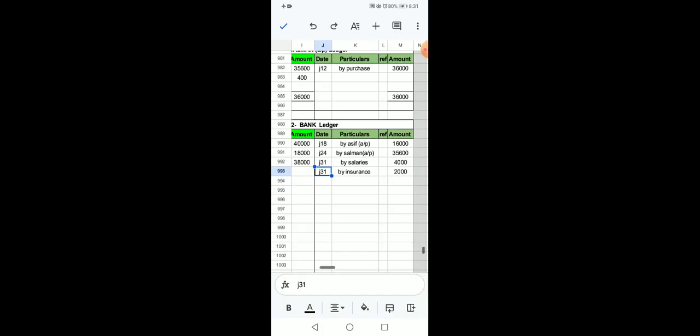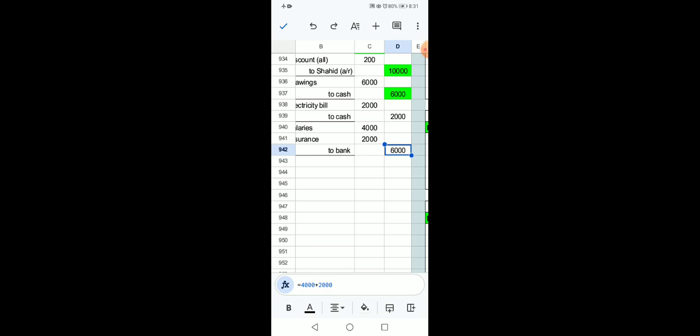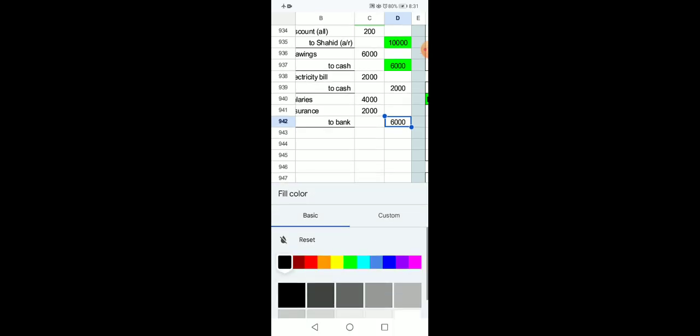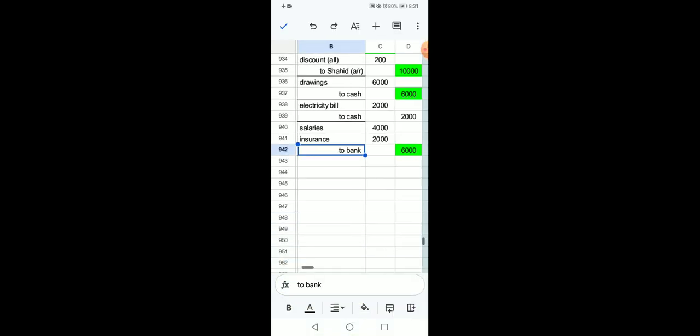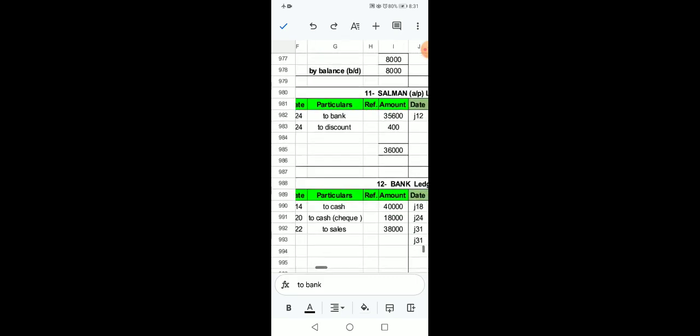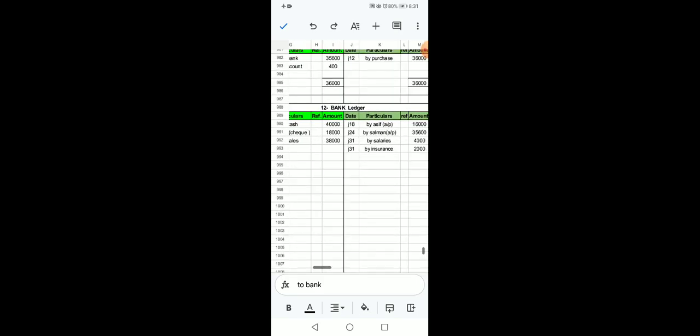Bank was credited by 6,000. It means entry for 6,000 is completed. This amount has been posted, though we had divided it into two parts, 4,000, 2,000, but 6,000 posting completed. Mark it as it has been done. So this was the last entry. Bank's ledger is completed. It's time to calculate its sum.